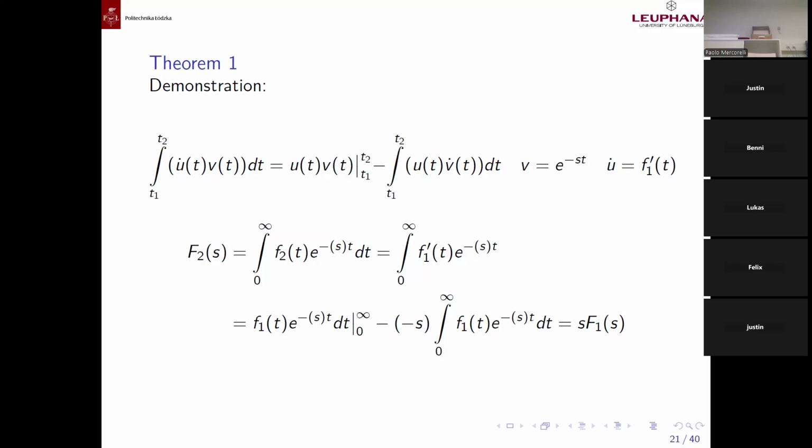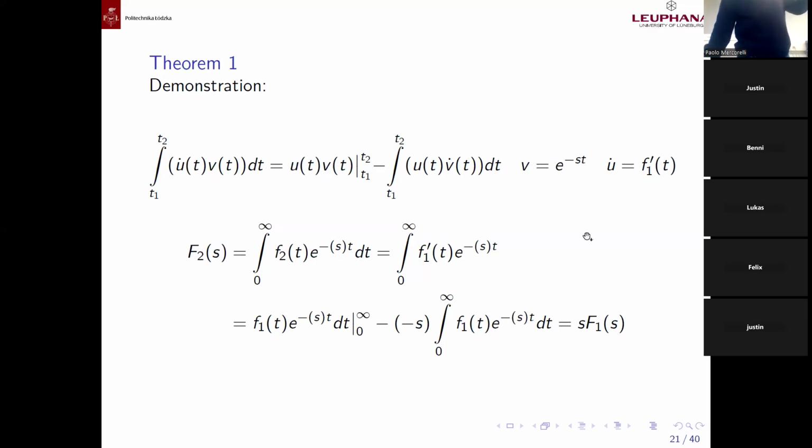Again, for example, the second derivative of f1 in the Laplace domain is s to the power of 2 times the Laplace transform F1 of s. Again, if f1 of 0 is not 0, we have here minus f1 of 0. We will see an exercise in which we can apply this more general version of the theorem.